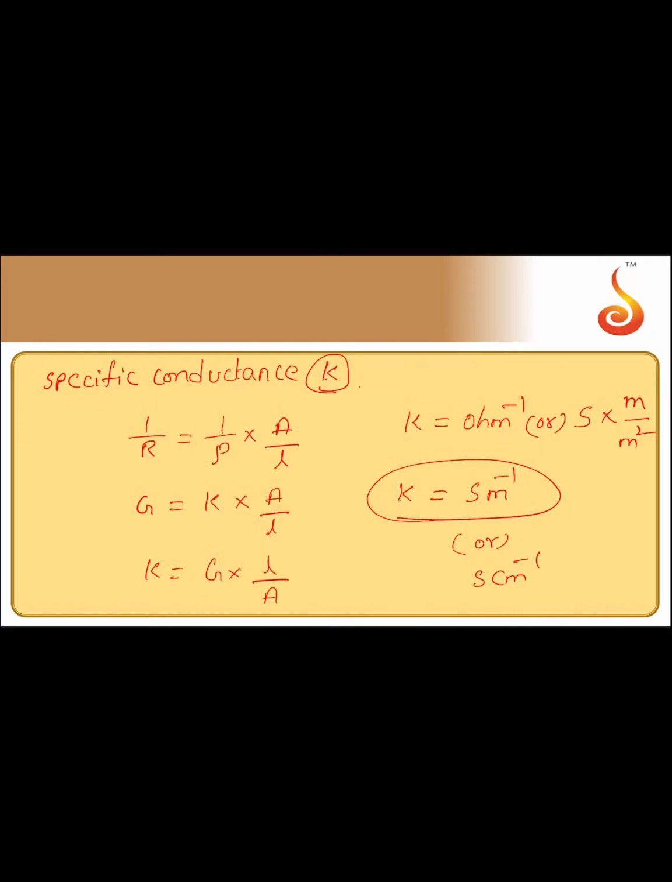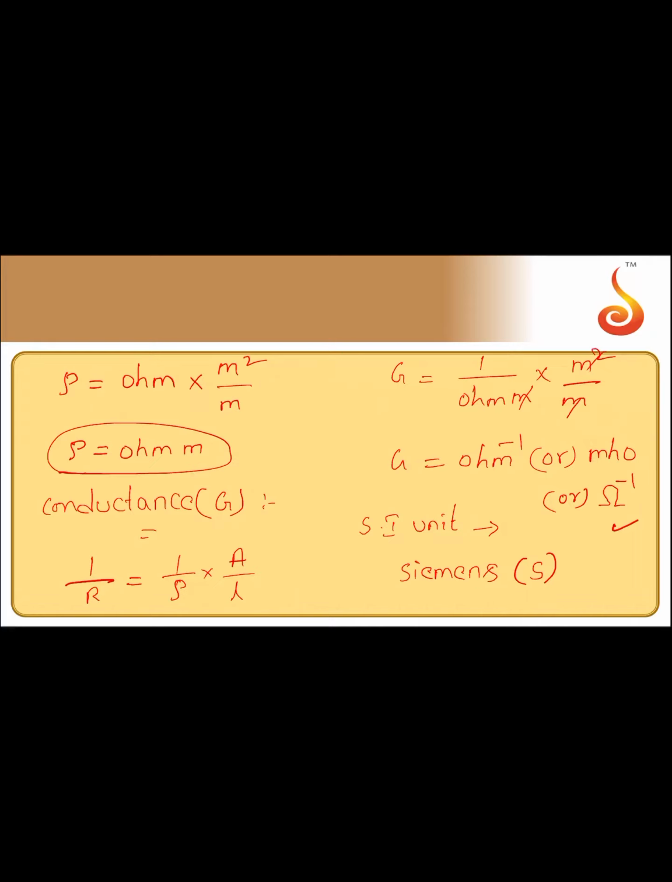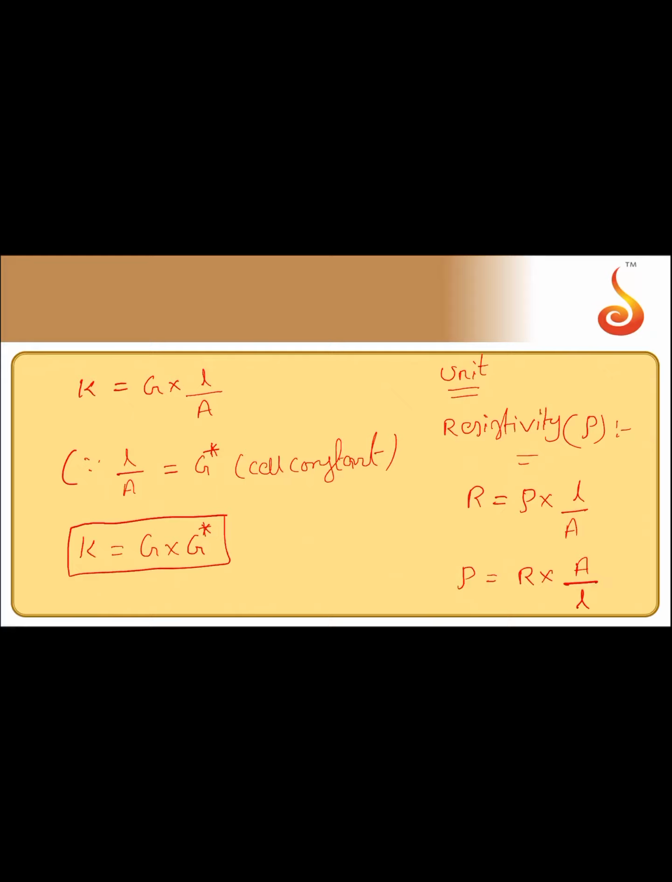And finally, the cell constant unit. Here L is meter and A is meter square. So the unit of cell constant is meter inverse, or else centimeter inverse.